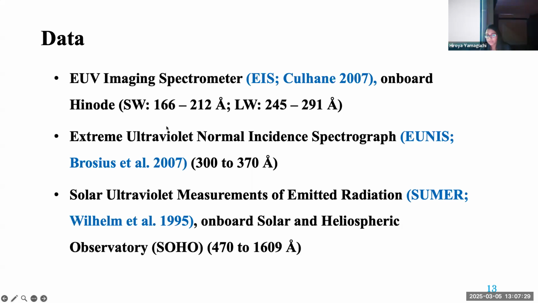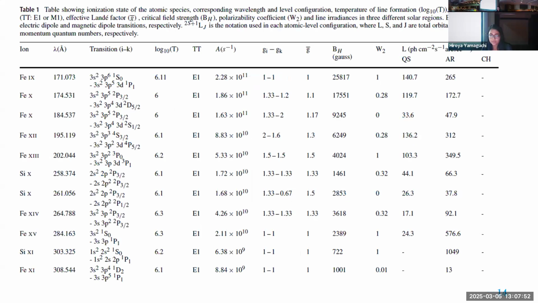So we went ahead and collected data from three space-based instruments to cover a wavelength range starting from 100 angstrom to about 1600 angstrom, covering a temperature range of 10 to the power 5.5 to 10 to the power 6.3 Kelvin, which is the typical temperature range of the corona. And we calculated the parameters: critical Hanle field, polarizability coefficient, and Einstein A coefficient. This is a part of the very lengthy table that we published in the 2022 paper.